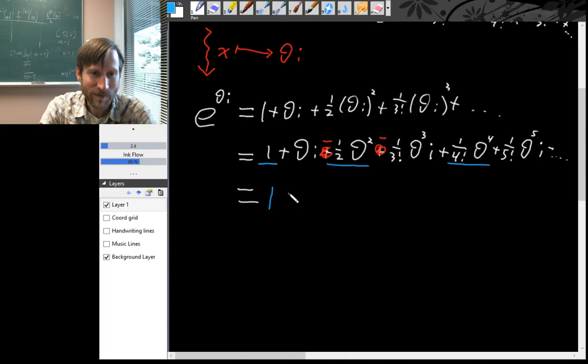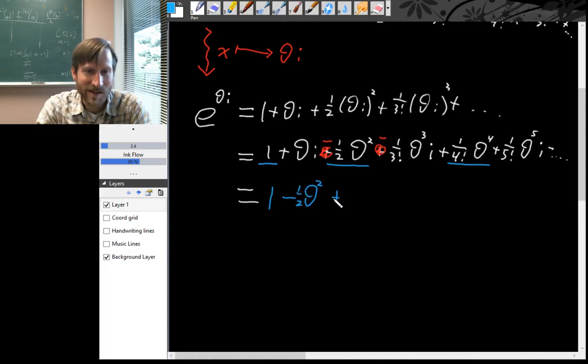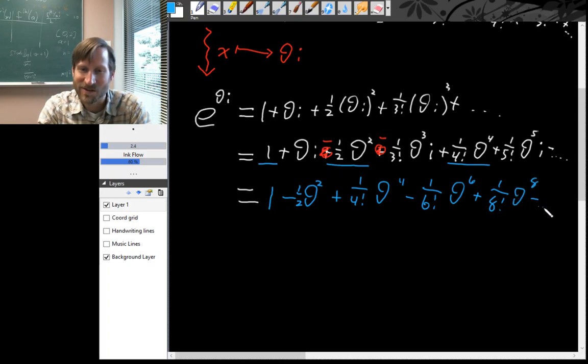1 minus 1/2 theta squared plus 1 over 4 factorial theta to the 4th. The next one is going to be minus 1 over 6 factorial theta to the 6th, plus 1 over 8 factorial theta to the 8th, and so on. The next one is minus 1 over 10 factorial theta to the 10th, etc.